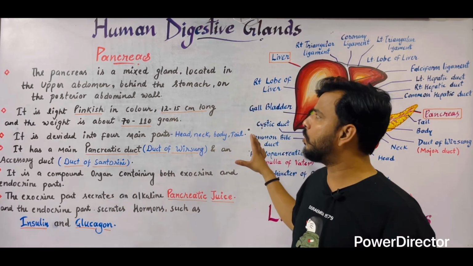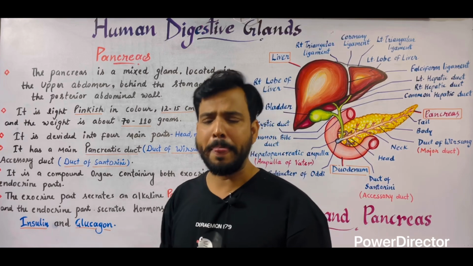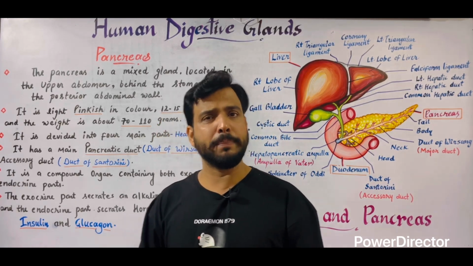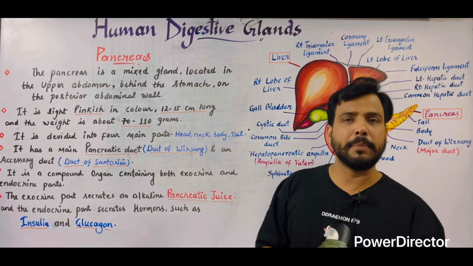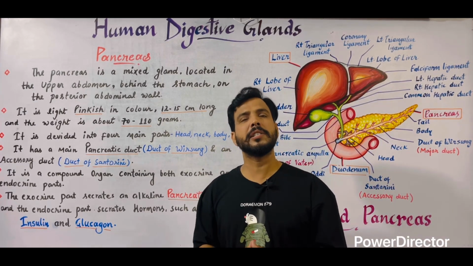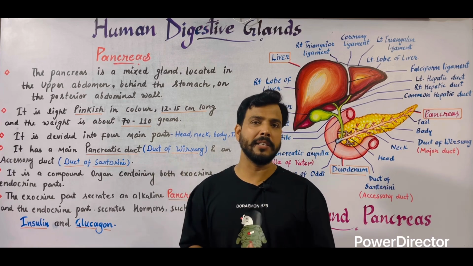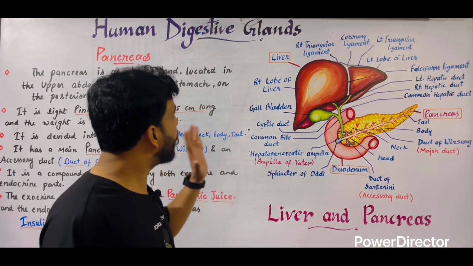So it was all about an outline of the pancreas. In this video I described the two human digestive glands, the liver and the pancreas. In my future videos I will describe in detail the liver and pancreas. So it was all about human digestive glands.